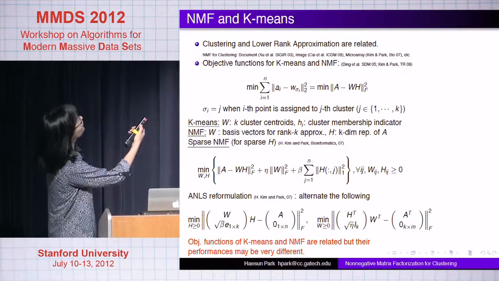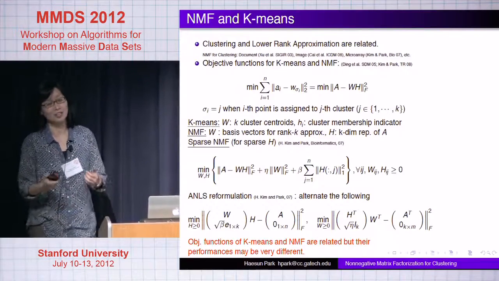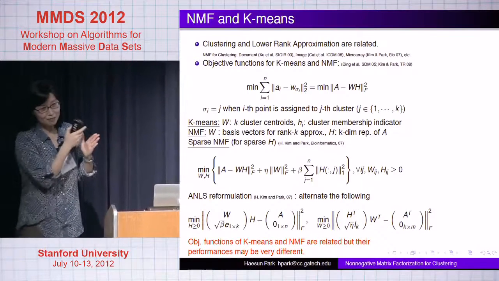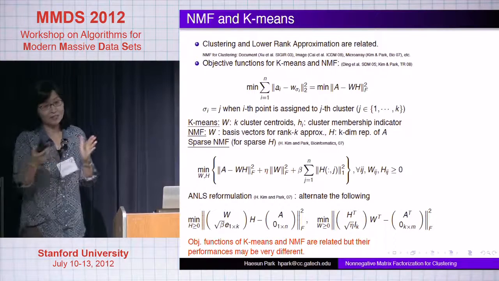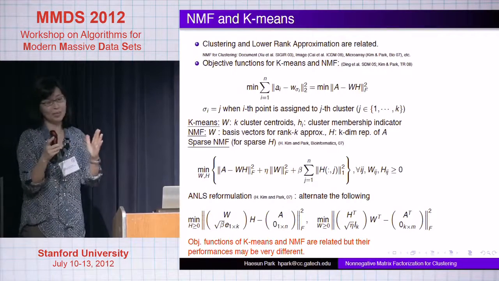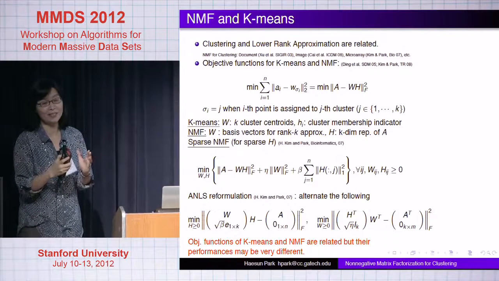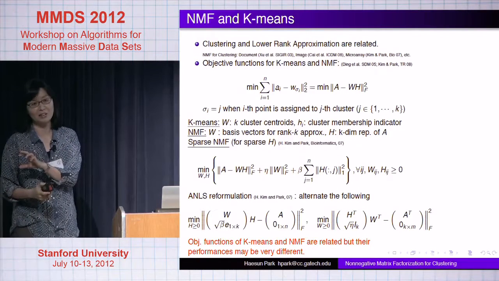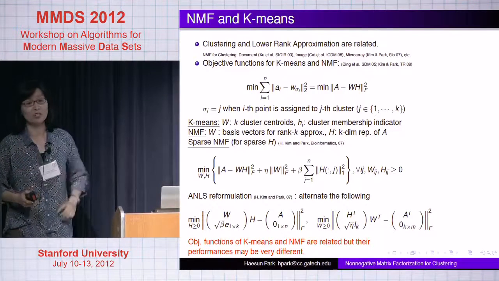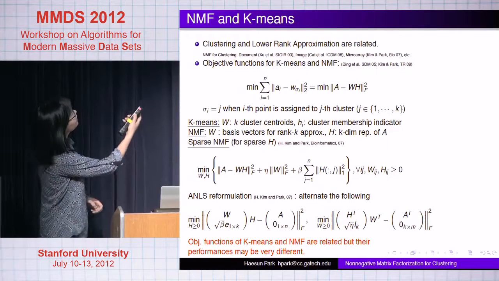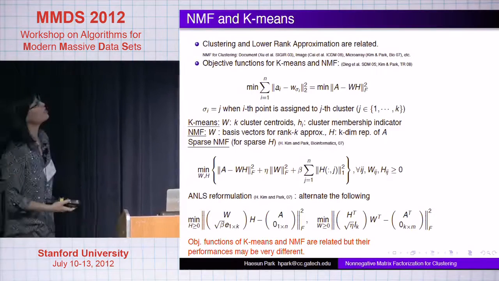First, clustering and lower rank approximations are related. When you do clustering, after clustering you have cluster representatives. For example, when you do K-means, these centroids are there. When you put those centroid vectors together, that's the new basis in your k-dimensional space. And then there is a cluster membership indicator matrix, which you can say is the k-dimensional representation of your original data. That way, you can view clustering as a very special case of lower rank approximation.